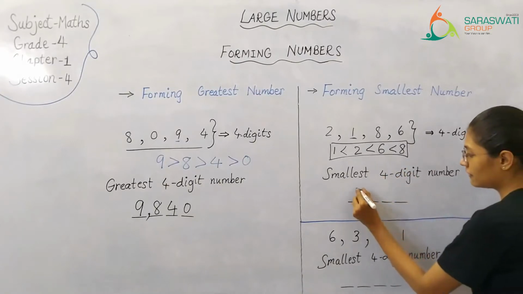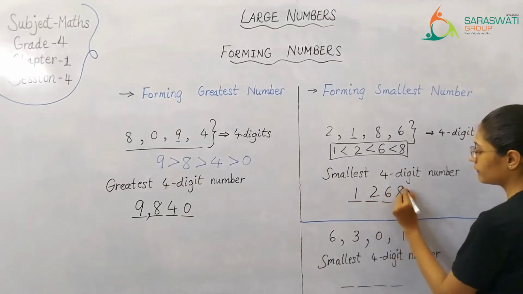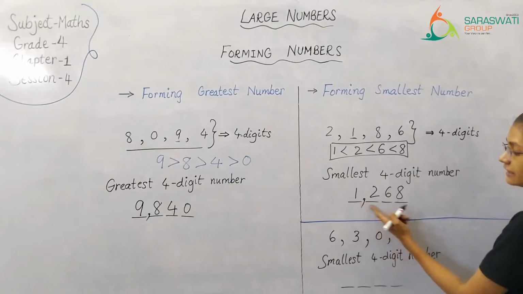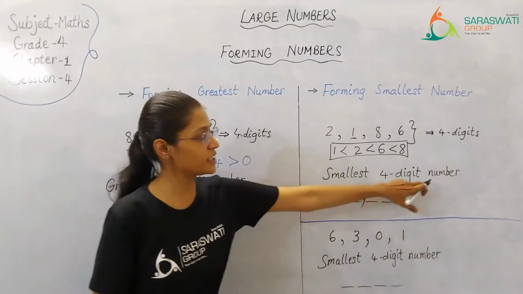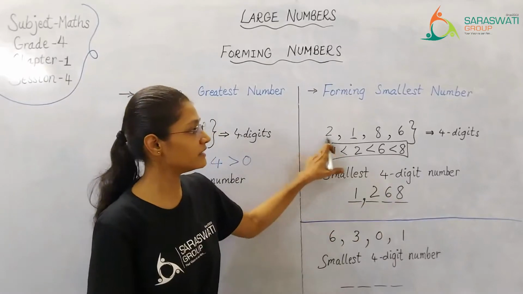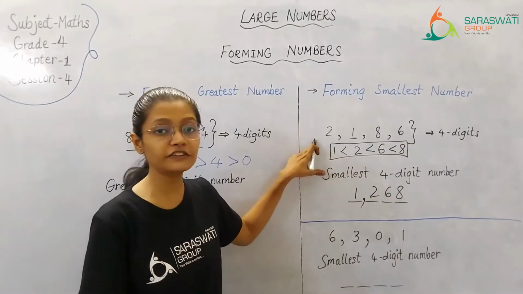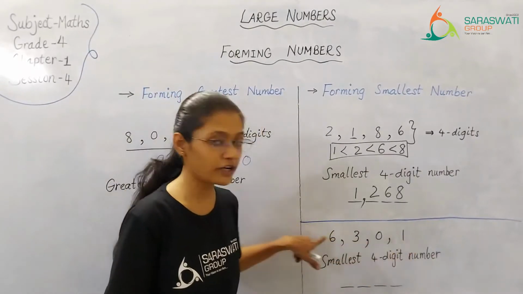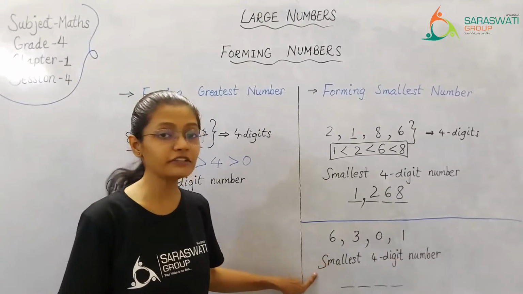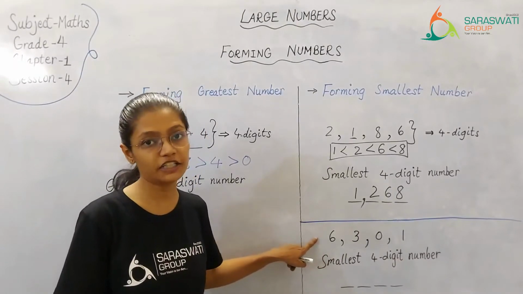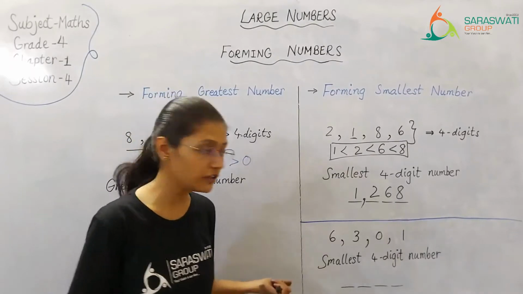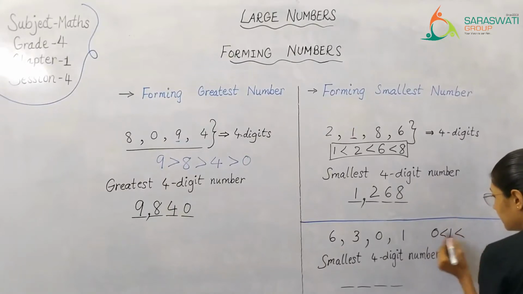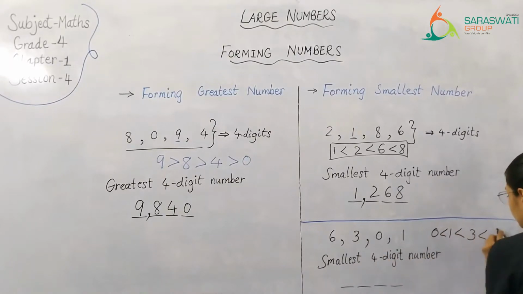Writing them over here. So we get the number 1268, and this is the smallest 4-digit number that is formed using these 4 digits, and each digit is used only once. Now let us take this example. We are given these 4 digits and we want to form the smallest 4-digit number using these 4 digits. So let us arrange them in the ascending order. So first we will write 0, then 1, then 3 and then 6.